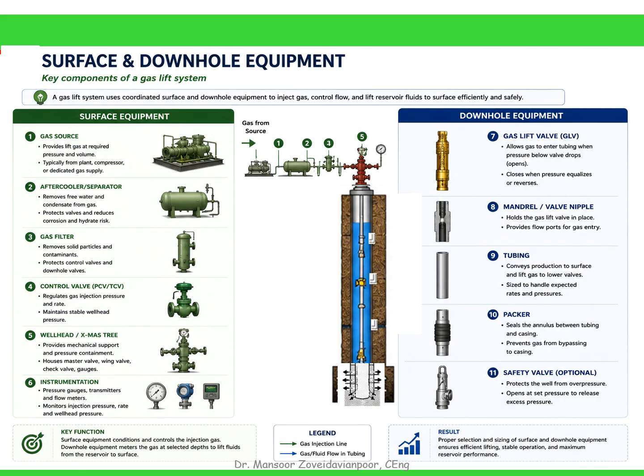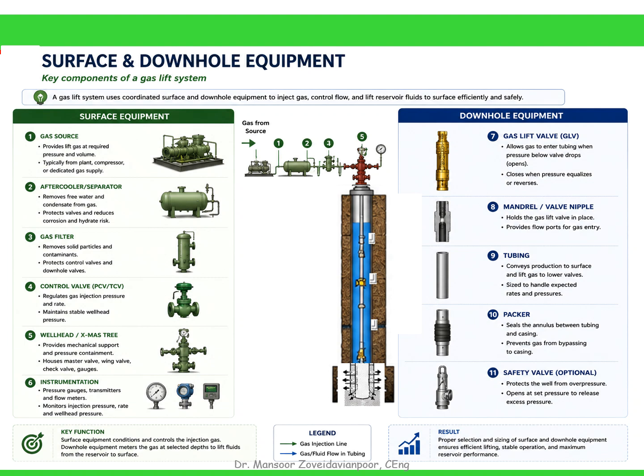The most important component is the gas lift valve. This valve allows gas to enter the tubing at a predetermined depth when the required pressure conditions are met. The valve is installed inside a gas lift mandrel, which provides the connection point between the annulus and the tubing. The tubing serves as the production conduit, carrying the gas-liquid mixture to the surface.